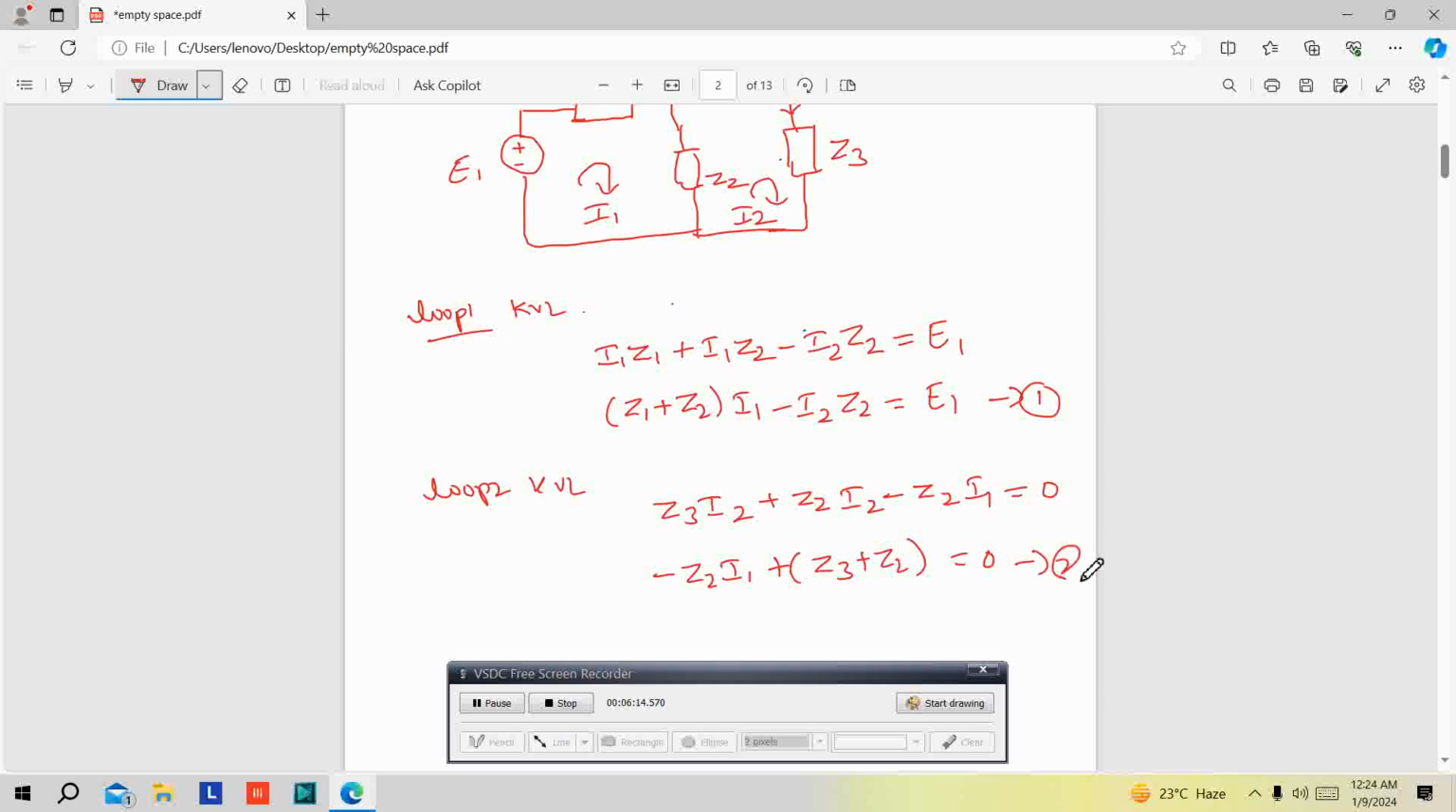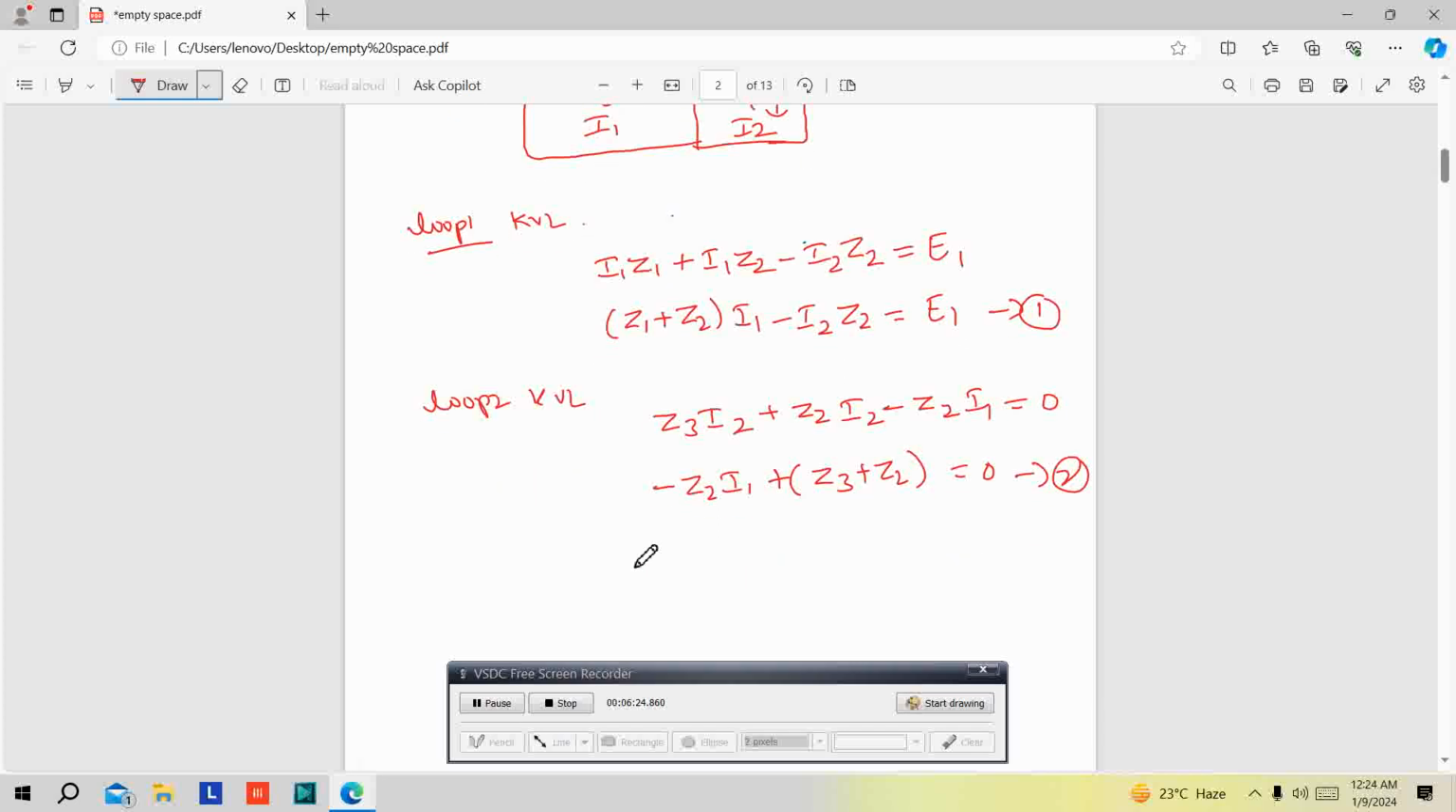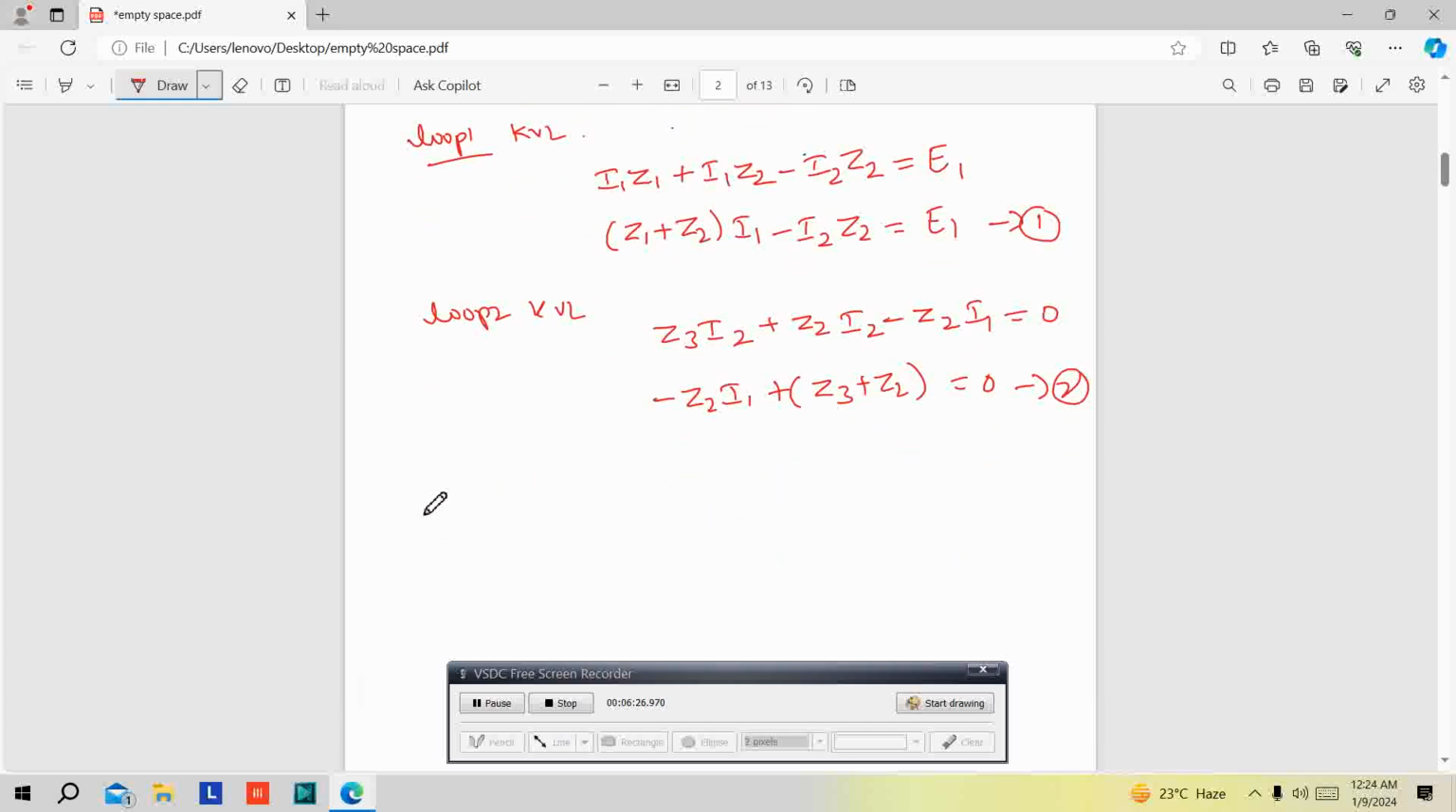Call this equation 2. Here I want to apply Cramer's rule to calculate the values of I1 and I2. So I'm going to arrange in matrix form. The I1 coefficient is Z1 plus Z2, here minus Z2, and here minus Z2 and Z2 plus Z3.